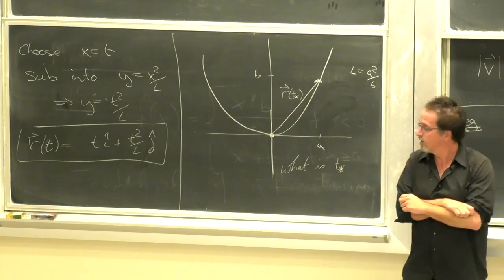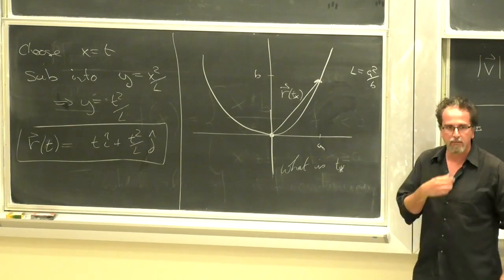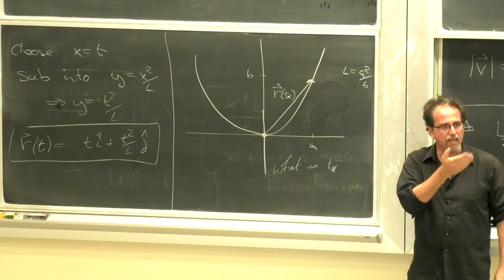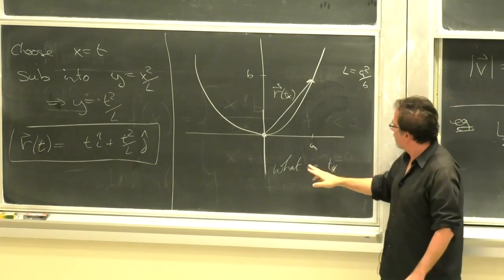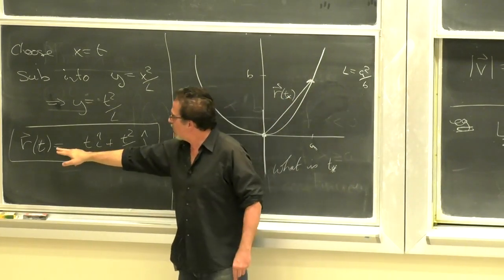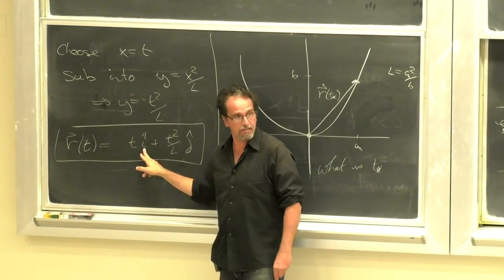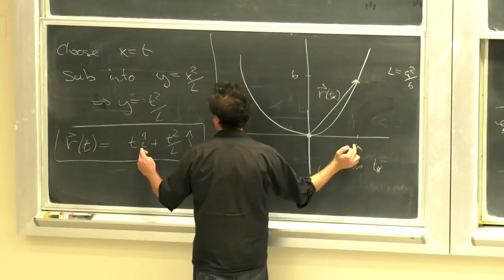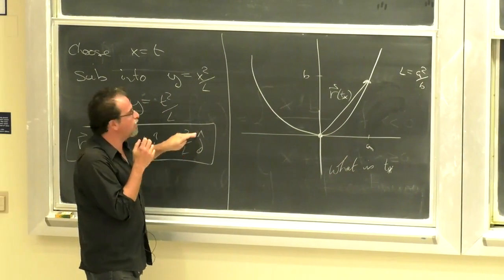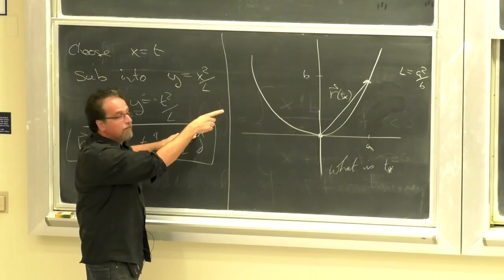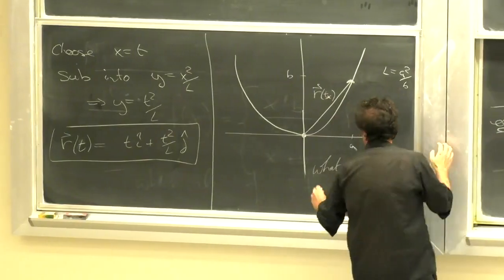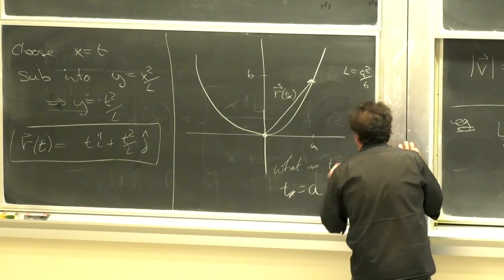One? Think again. A. Because when t star is equal to A, r of t star is A i hat, which gets you over there, plus A squared over L j hat. But A squared over L is B. So it's right there. So that t star is equal to A.